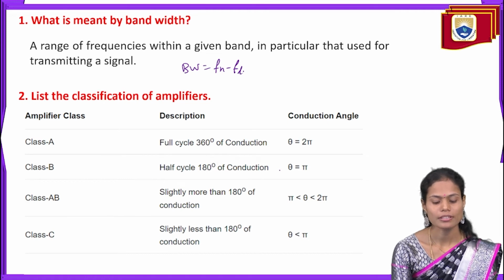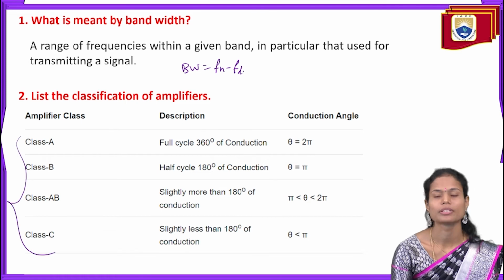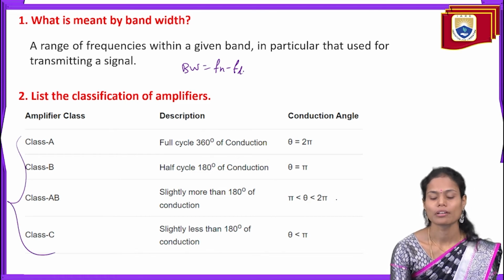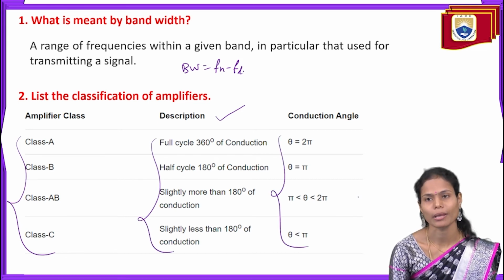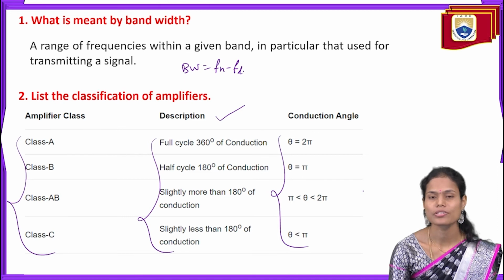And next, list the classifications of amplifiers. So here we have 4 types of power amplifiers. We have to give the function of those 4 power amplifiers and the conduction angles of those 4 power amplifiers. As these are short answer questions, we just have to give some 3 to 4 points for each and every question.